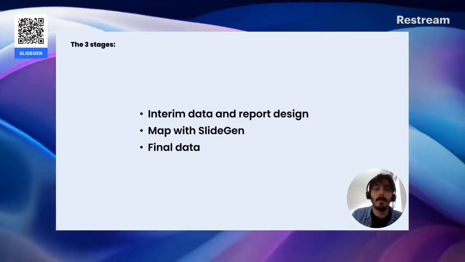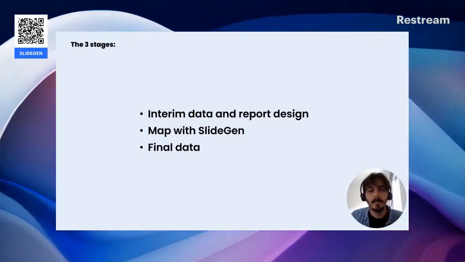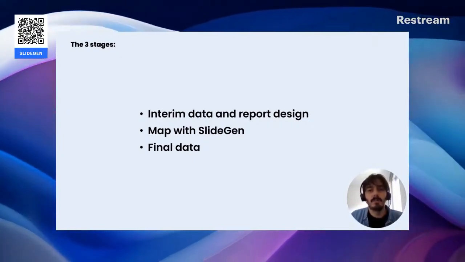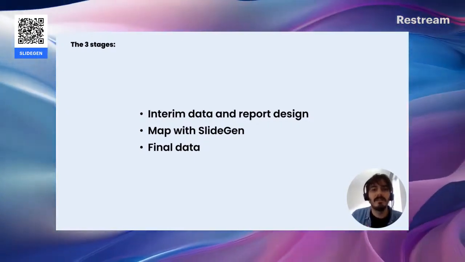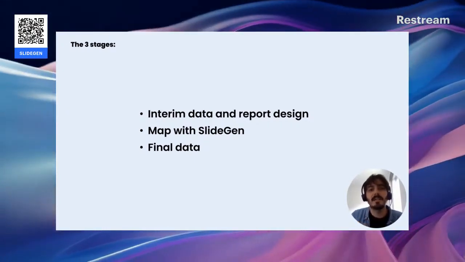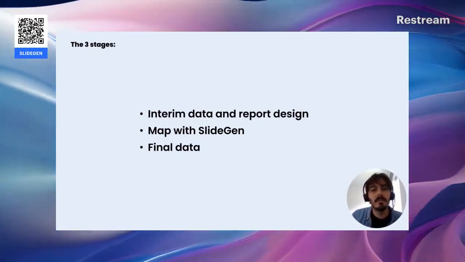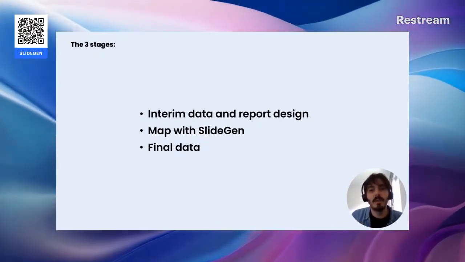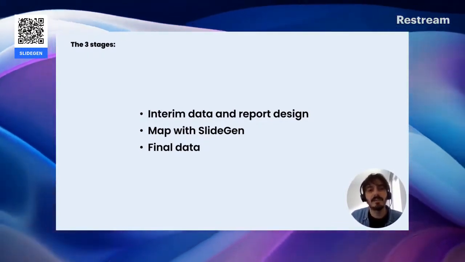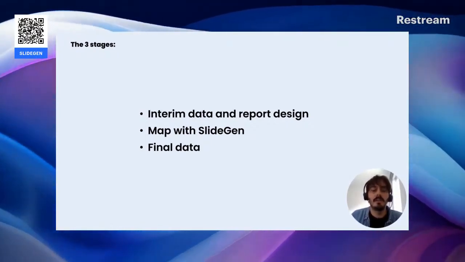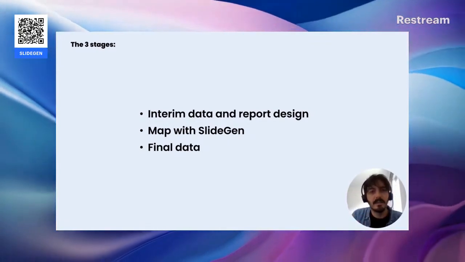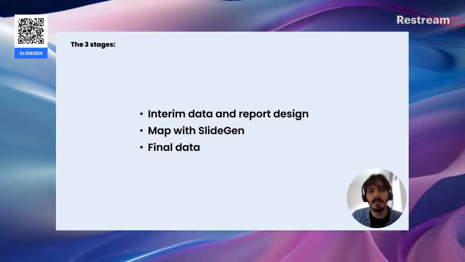Stage 2, map with SlideGen. So upload your new report and your interim data to SlideGen, and then using the point and click interface, simply map data from your Excel to your PowerPoint. You can even map sample sizes, data to call out boxes, as well as obviously charts and tables. On top of this, you can perform transformations to do things like sort the data and trim to keep only the top 5 response options.